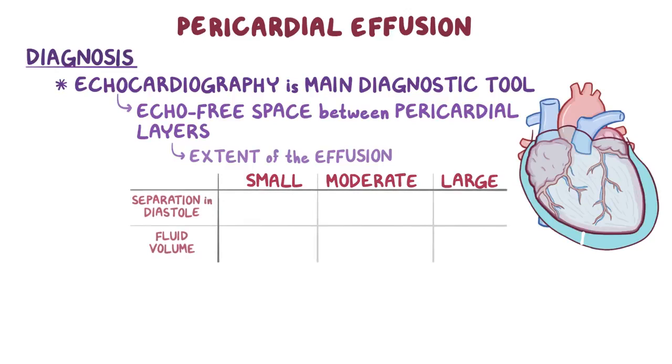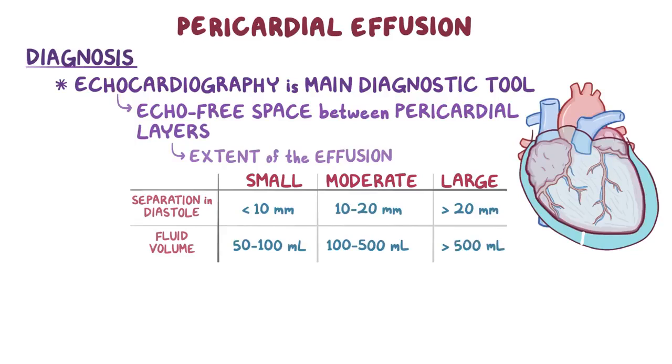For circumferential pericardial effusions, a pericardial effusion that has less than 10 millimeters of pericardial separation in diastole is small and corresponds to a fluid volume of 50 to 100 milliliters. 10 to 20 millimeters of separation is moderate and corresponds to a fluid volume of 100 to 500 milliliters. And greater than 20 millimeters separation is large and corresponds to a fluid volume greater than 500 milliliters.